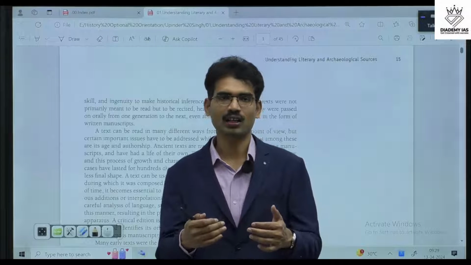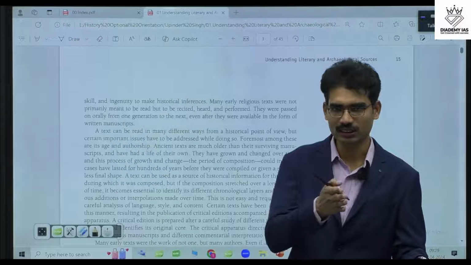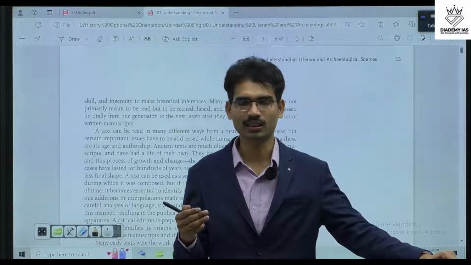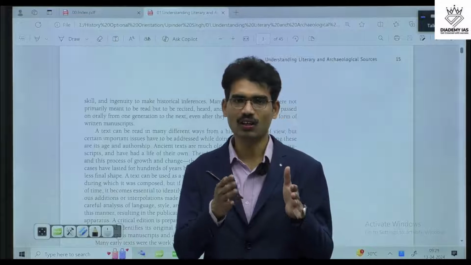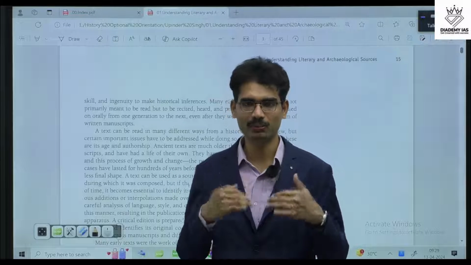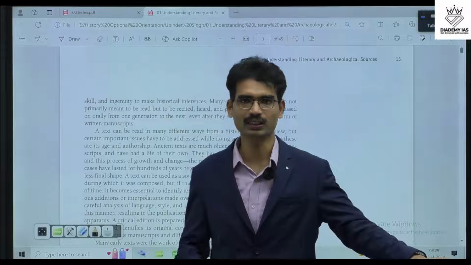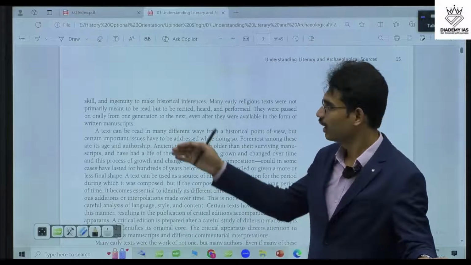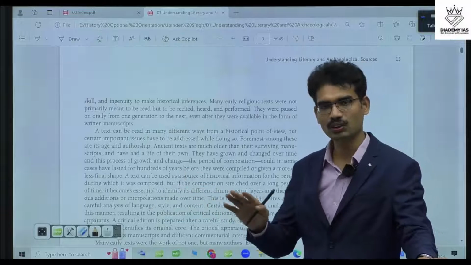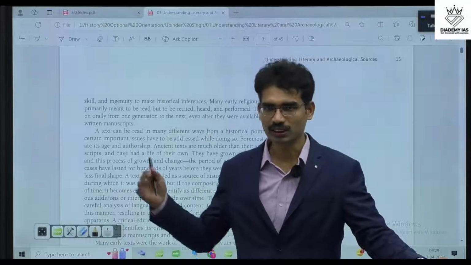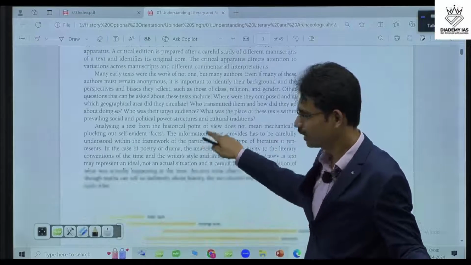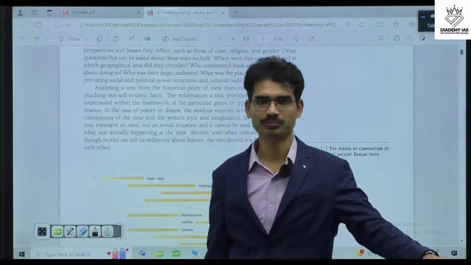But there are certain archaeological evidences also for this time period, 1500 to 600 BC. Nowadays questions are coming about how literature and archaeology combined will help us in understanding the Vedic period. To understand this question, if we read this particular chapter, we will understand it. So the sources chapter is clearly dealt with by this book.